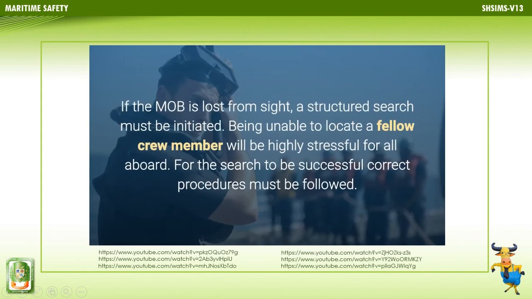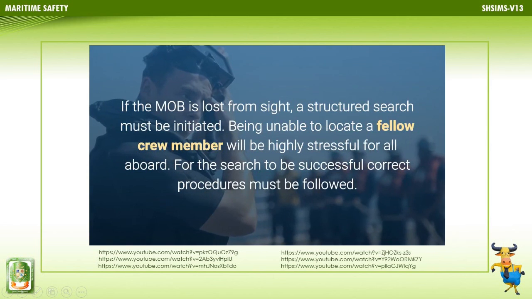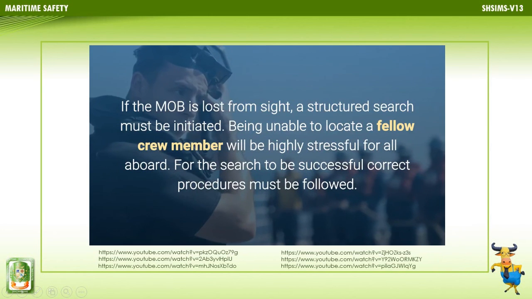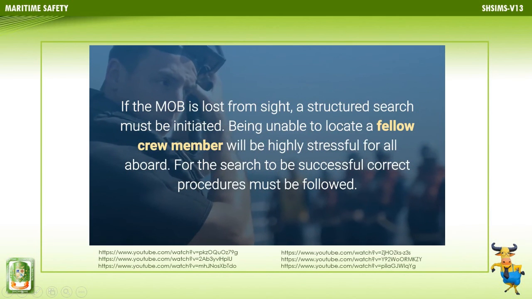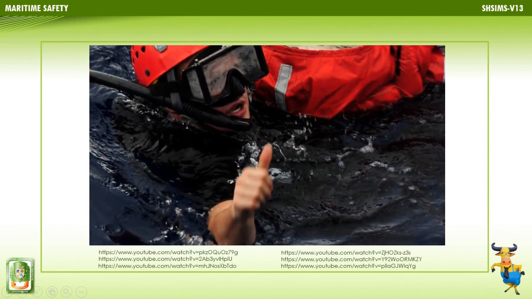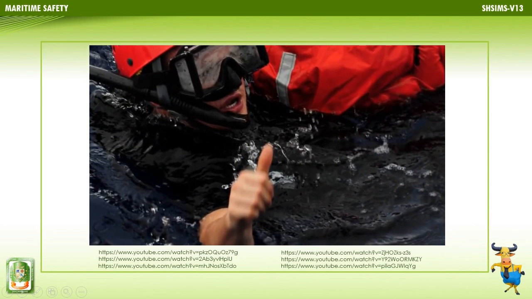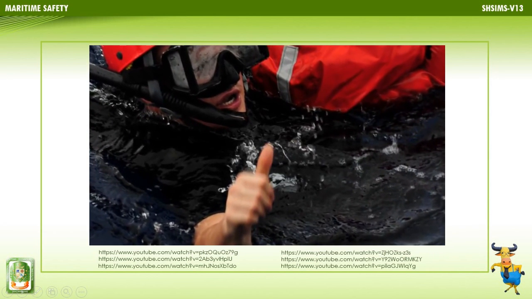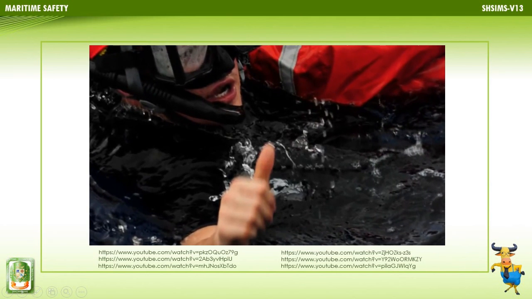If the man overboard is lost from sight, a structured search must be initiated. Being unable to locate a fellow crew member will be highly stressful for all aboard. For the search to be successful, correct procedures must be followed. Having sighted the man overboard and assessed the situation, the skipper or crew in charge, skippers are not immune to falling overboard, will allocate positions to the crew and brief them on appropriate recovery actions.